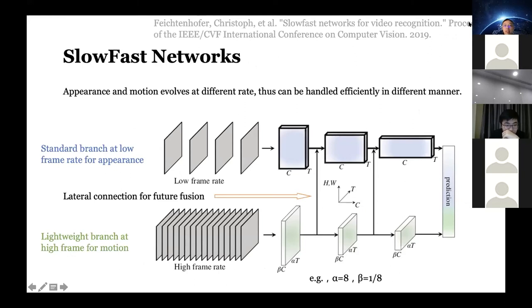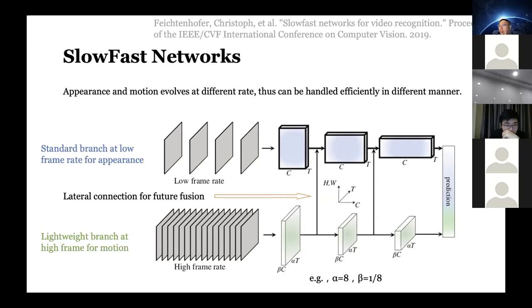And then later in 2019, a very representative work by Facebook AI Research was published. In this work, a very important insight was explicitly presented. The insight is that when we consider a video, it has two aspects, the appearance and the motion, and we found that they change at different rates. Generally, in a video, appearance changes slowly, while motion usually changes quickly.